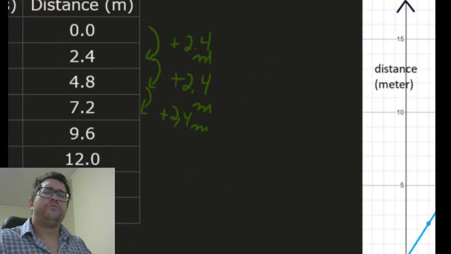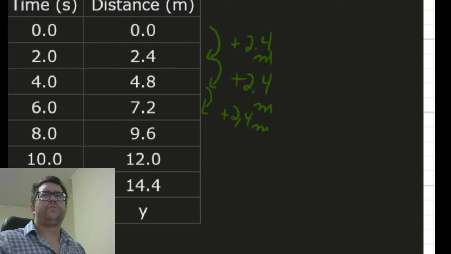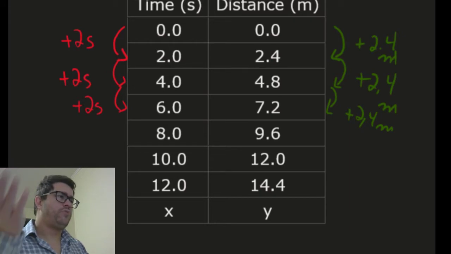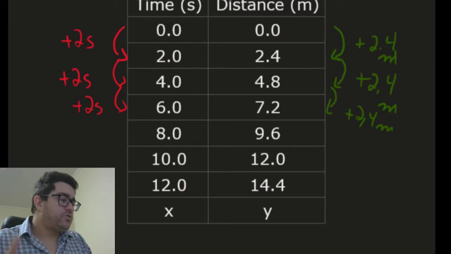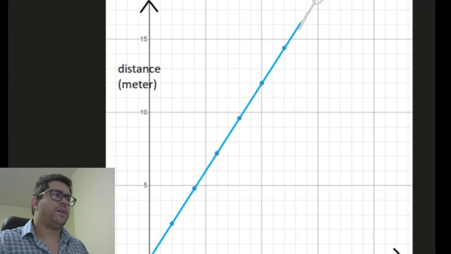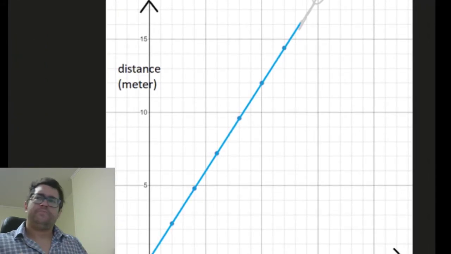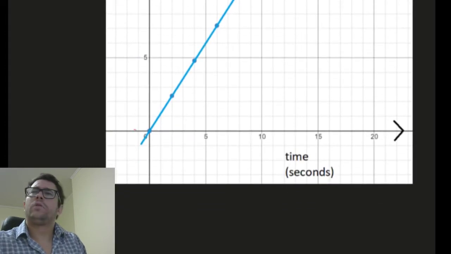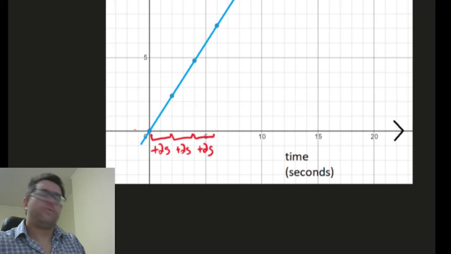This is not a study about physics right now. We're really studying graphs. How does that draw out on a graph when you go at constant change? Constant change. Well, you would be looking at a straight line, right? Let's draw it out. This is our plus 2 seconds. Plus 2 seconds. Plus 2 seconds. From our graph, from our data.